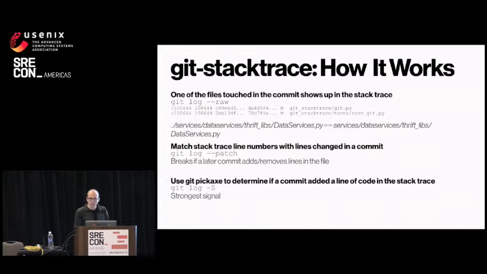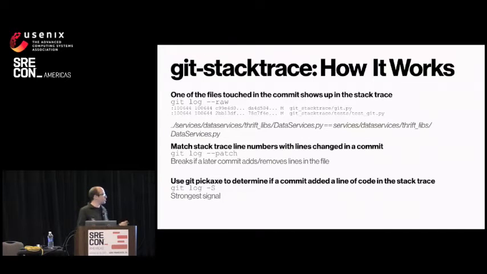One of the problems with this is this actually breaks pretty easily, unfortunately. Say a later commit comes in and actually adds a new line at the top of the file. All the line numbers are off by 1. So now your git log patch information doesn't actually match the stack trace, even though that commit caused the issue. And to deal with this, the last tool we use is git pickaxe, which, who here has used it? One person's used pickaxe? OK, you should tell more people about it.